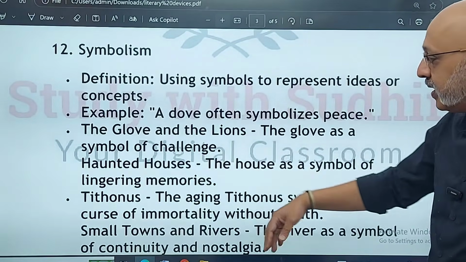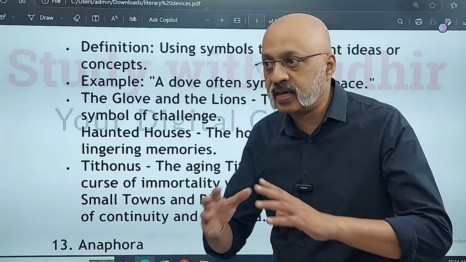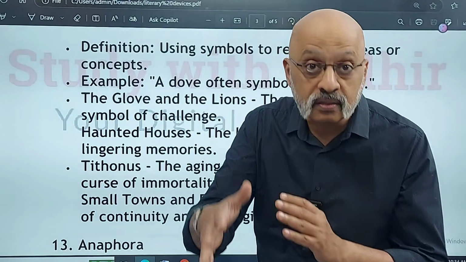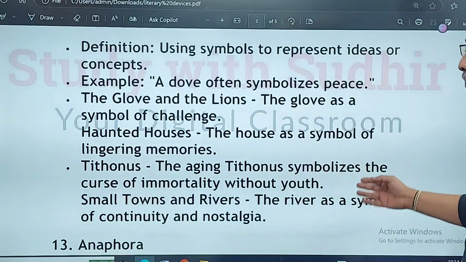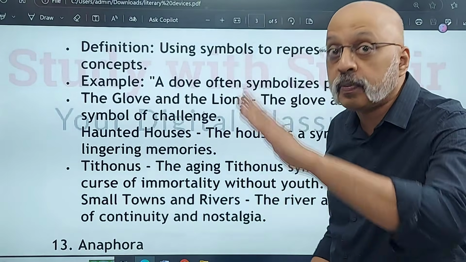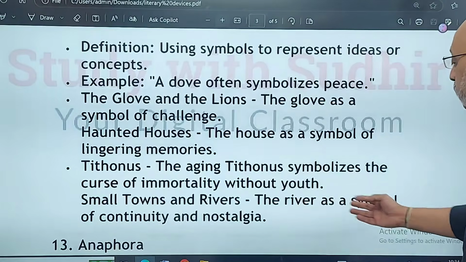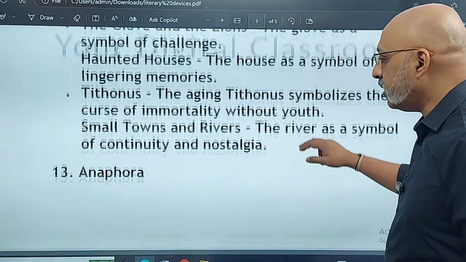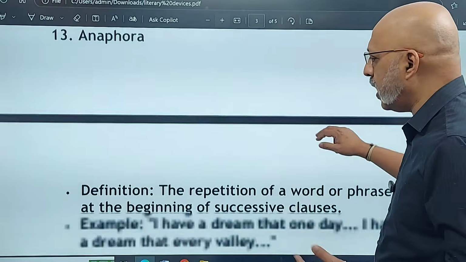In Haunted Houses, again in ICSE class 10, the house is a symbol of lingering memories. There is a sense of nostalgia, a sense of something which has happened in the past. In Tithonus, in ISC class 12, the aging Tithonus symbolizes the curse of immortality without youth. He's growing old, but he will never die. In Small Towns and the River, again in ISC class 12, the river is a symbol of nostalgia and continuity and life.